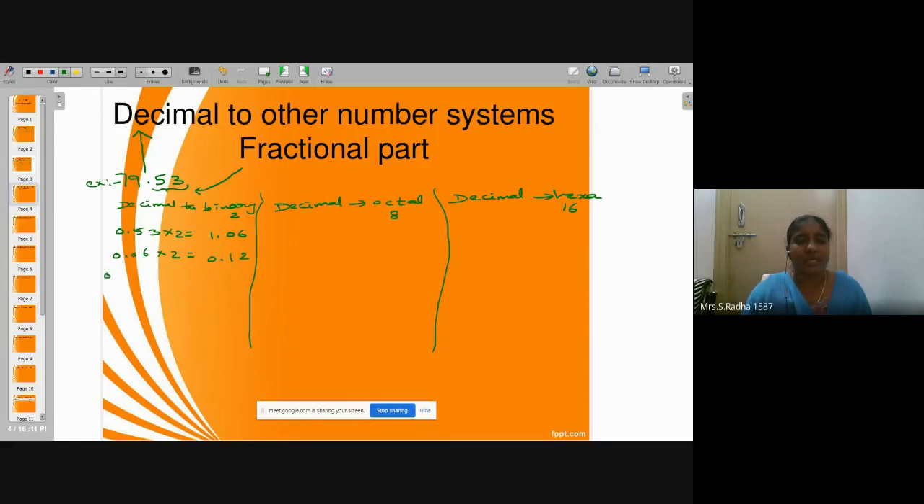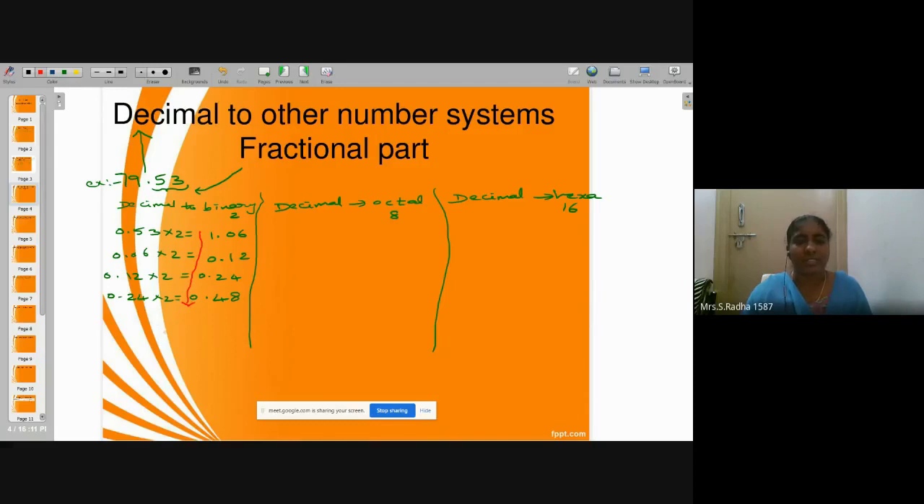So again, take only the fractional part and multiply with 2, 0.24. Again, multiply with 2, it becomes 0.48, like that. Now take only the integer portions and that will become the equivalent value. Only these integer portions you have to take, in a top down approach.